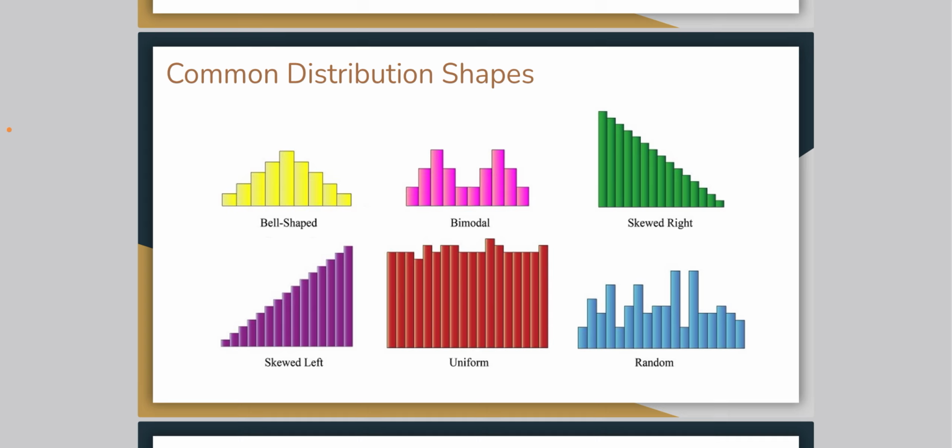Now, if you look at uniform, you might notice overall there's no big change in the frequencies. Everything's about the same. Then random, you can't really say anything specific about it. It's just random. There's all different frequencies that don't go in any type of pattern or any way to classify a specific shape.